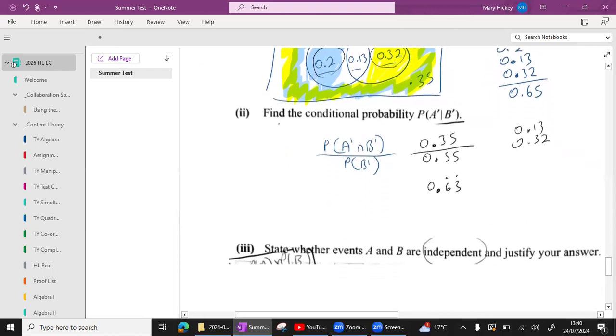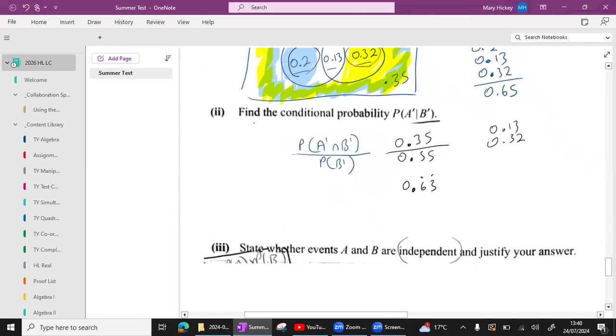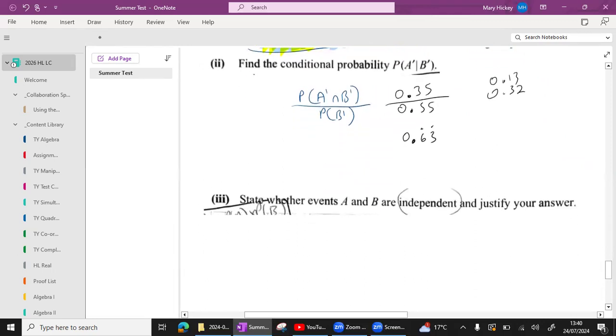State whether A and B are independent and justify your answer. So we had a formula that we use for independent. If you want to test if something's independent, what you're really doing is seeing if the intersection is the same thing as the probability of each multiplied. So the probability of A, we said, was 0.33. I'm just using the formula. The probability of B is 0.45.